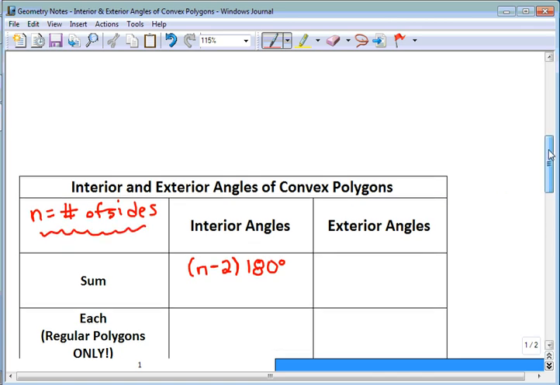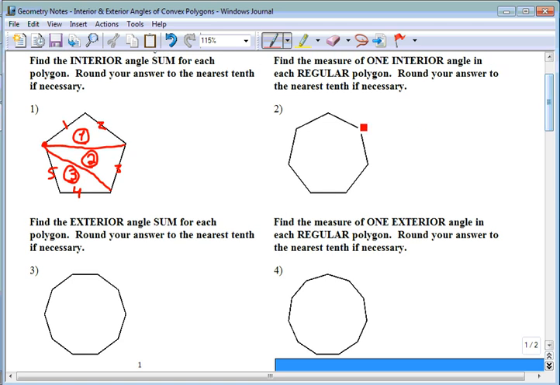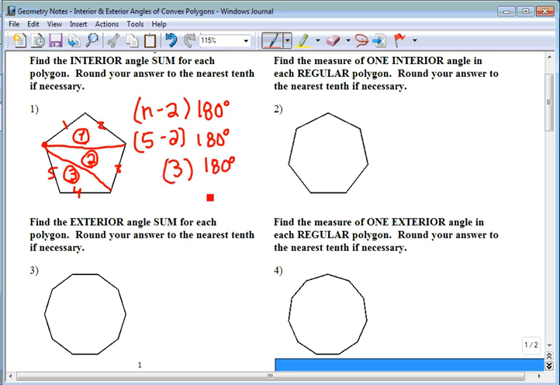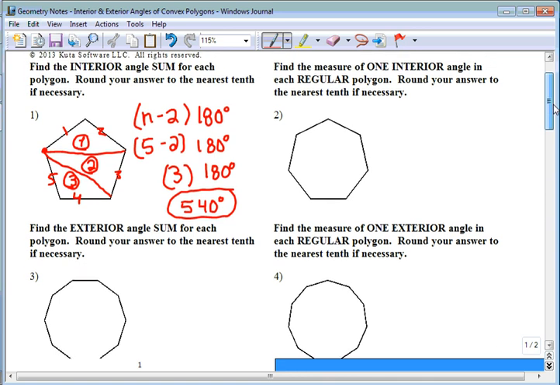So now let's use this formula to solve for the sum of the interior angles in this convex pentagon. So I have n minus 2 times 180 degrees. There are 5 sides. 5 minus 2 is 3. 3 times 180 is 540 degrees. So I have 540 degrees in my convex pentagon.